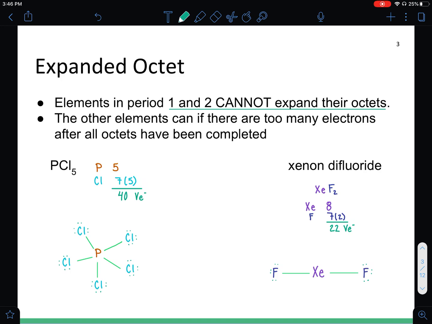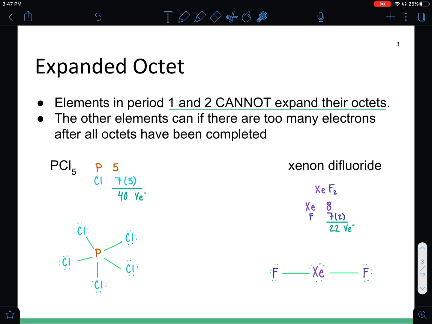The reason why is because fluorine is in period 2 on the periodic table. Therefore, it cannot expand its octet. So xenon will get those remaining 6 electrons, and it's okay that xenon does because xenon is in period 5 on the periodic table. Therefore, it is after periods 1 and 2. 1, 2, 3, 4, 5, 6. All right, so we have used all 22 valence electrons with 6 extra electrons placed on xenon because it is in period 5 on the periodic table, and it is allowed to expand its octet.